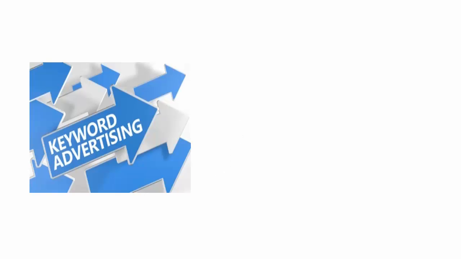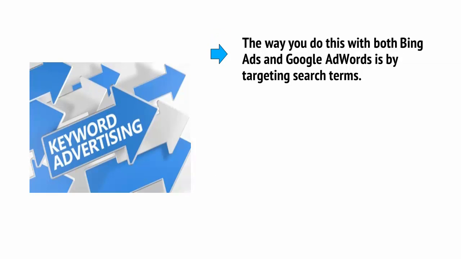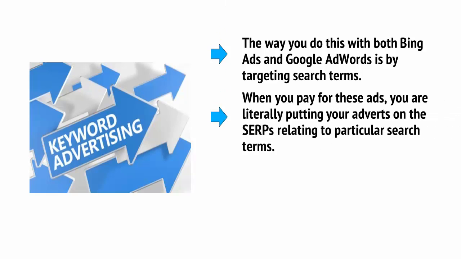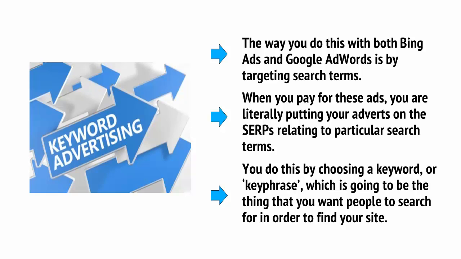The other thing that most PPC ad networks have in common is the ability to target a specific demographic. And this means that you can identify who your buyer persona is and profile your ideal customer from there. Then you can target that person specifically with your adverts. The way you do this with both Bing ads and Google AdWords is by targeting search terms. When you pay for these ads, you're literally putting your adverts on the SERPs relating to a particular search term. You do this by choosing a keyword or key phrase, which is going to be the thing that you want people to search for in order to find your site.